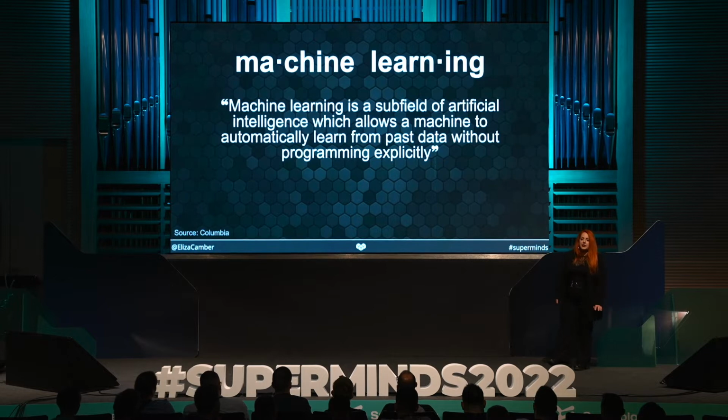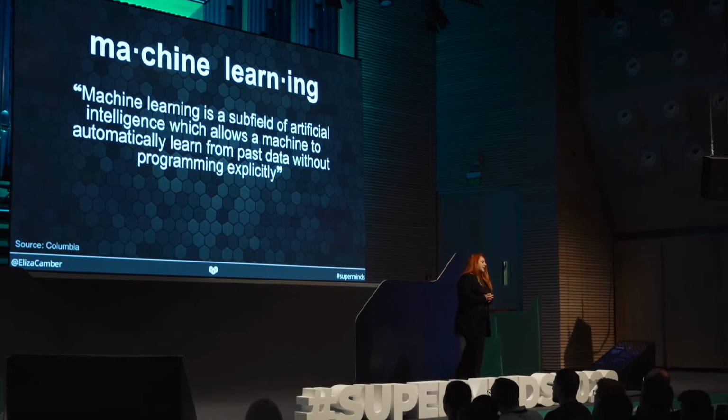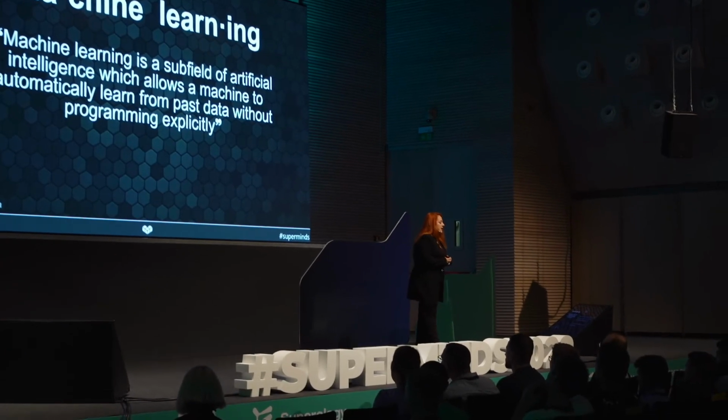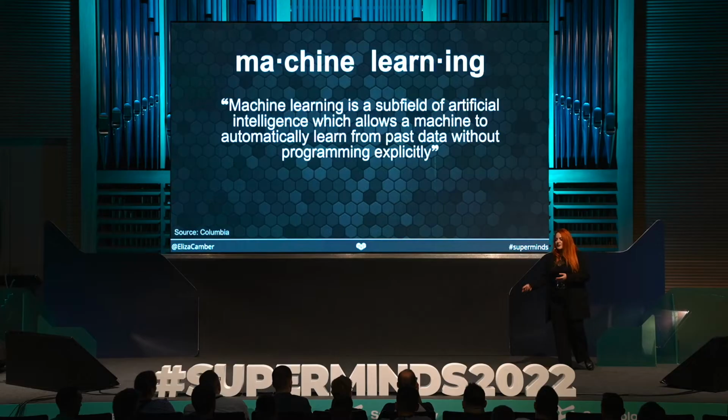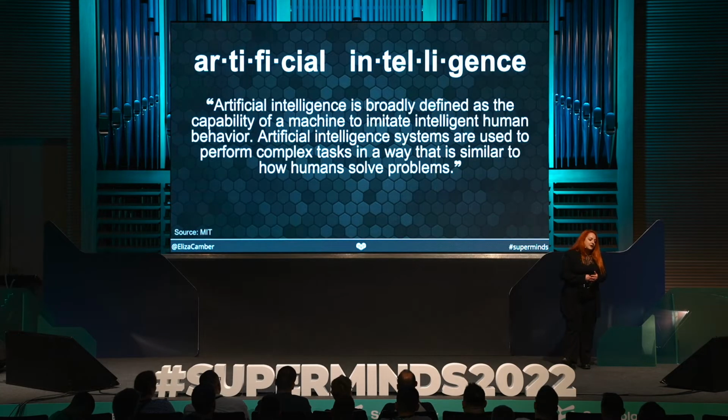So let's start with the actual definition. What is machine learning? Machine learning is a subfield of artificial intelligence, and it allows a machine to automatically learn from past data without programming explicitly. And of course, the next question is, so what is artificial intelligence? Artificial intelligence is broadly defined as the capability of a machine to imitate intelligent human behavior. Artificial intelligence systems are used to perform complex tasks in a way that is similar to how humans solve problems.